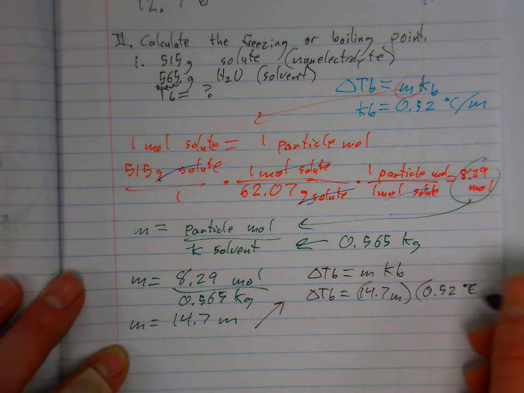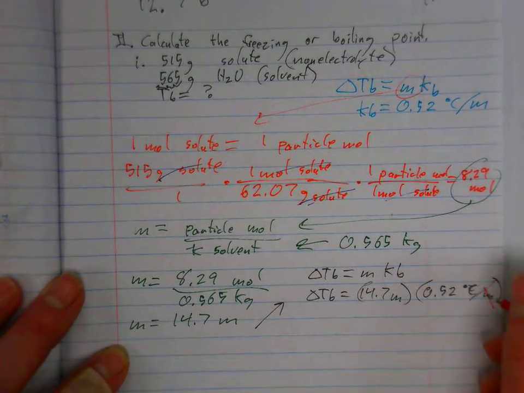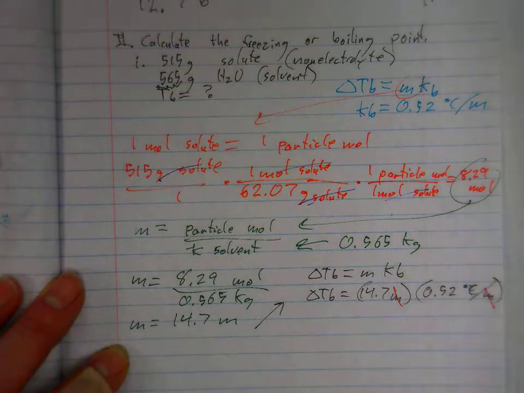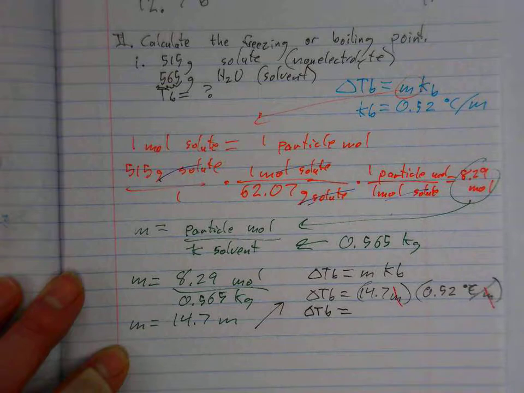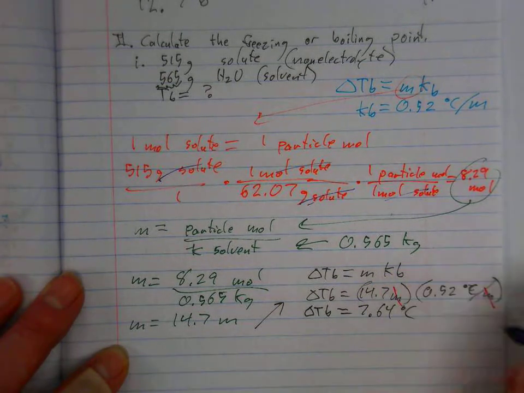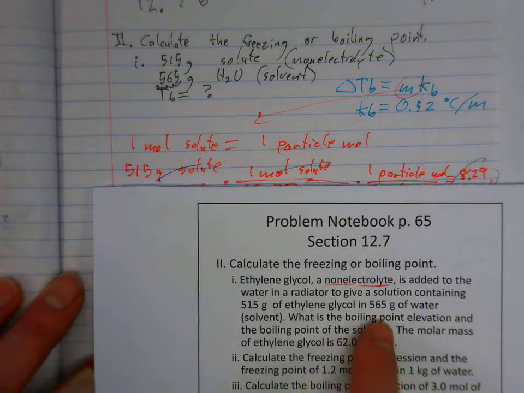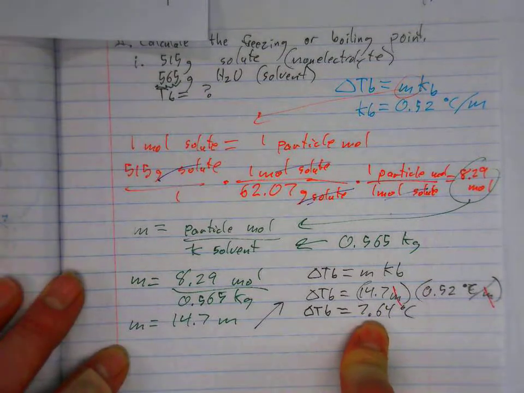And so the change in temperature is 7.64 degrees Celsius. So that's part of our answer. The question wanted to know the boiling point elevation. So the boiling point elevation is 7.64. That's how much it changes. But the other part of the question said, what is the actual boiling point then?